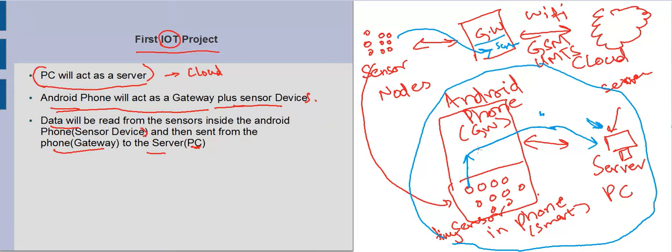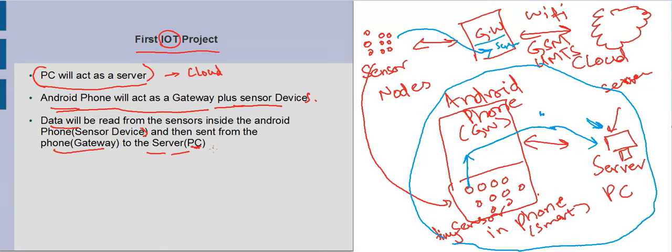So after getting the right values, processing the values if we want, we are going to send these values to the server. As it's described here, data will be read from the sensors inside the Android phone. These sensors are the sensor devices inside the Android phone. Data will be read from them and sent from the gateway, which is again the same Android phone which has the sensors. So it is going to be sent from the Android phone to the server PC, which is our cloud as well. We can call it cloud, we can call it server, it does not actually matter.